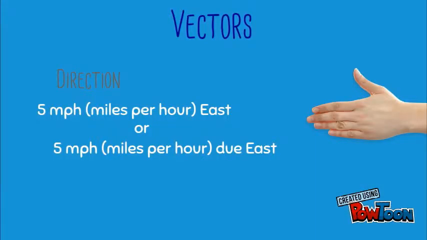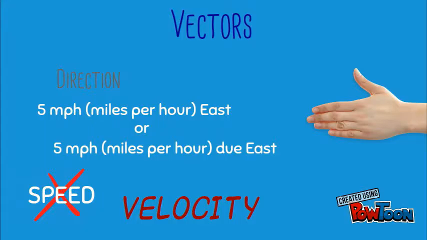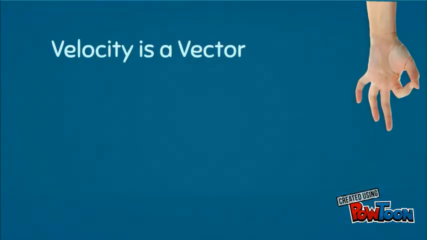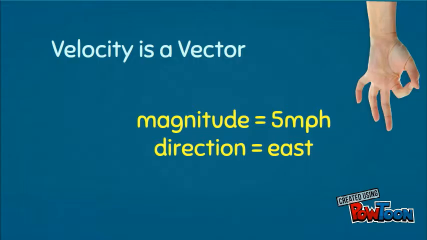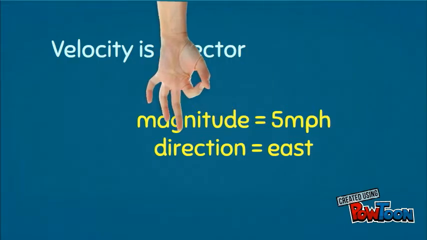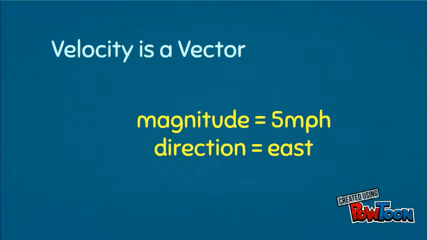If we want it to be a vector, we also have to specify the direction. For example, one might say it is moving 5 miles east, or they might say it is moving 5 miles due east. So now this combined 5 miles due east is a vector quantity. We don't call it speed anymore, we call it velocity. So velocity is a vector because we're specifying the magnitude, 5 miles per hour, and the direction, east.